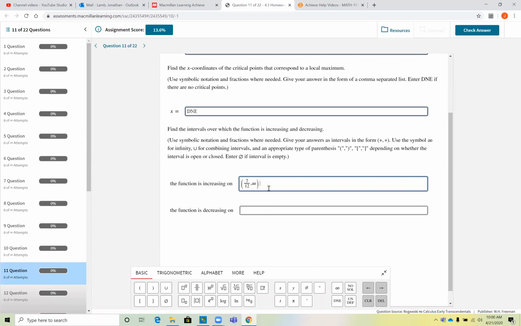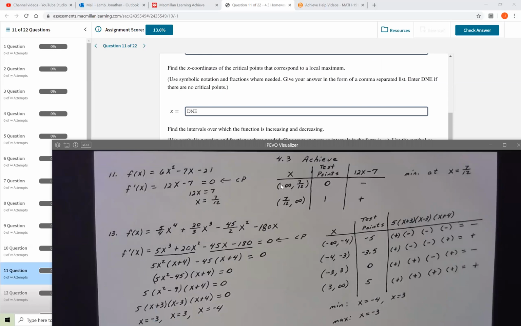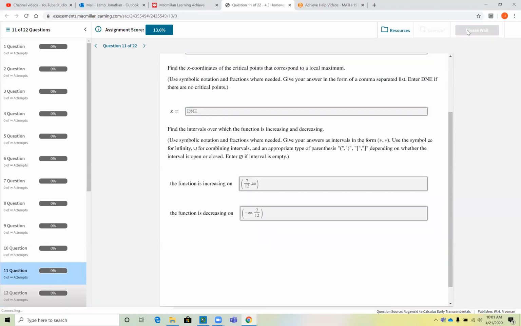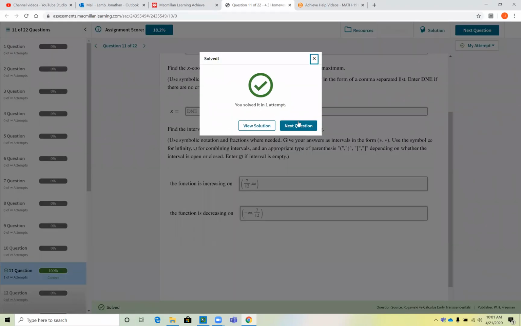And then we can say, okay, for my next one, it would be decreasing whenever the first derivative is negative. And notice the first derivative is negative between negative infinity and 7 over 12. So I'll do my parentheses, negative infinity, up to the fraction 7 over 12, and we got it. I'll check that answer, and it's saying correct.